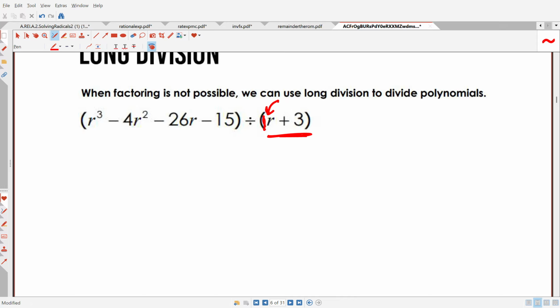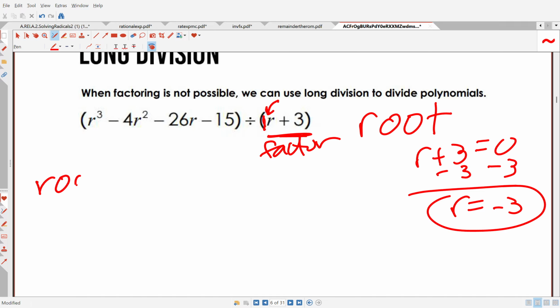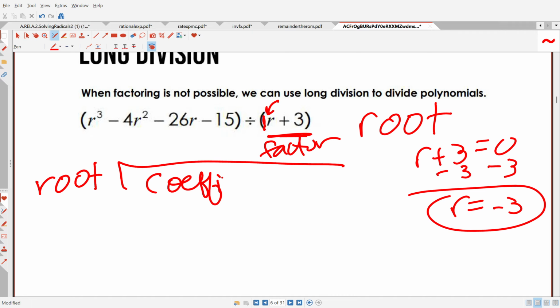Can you repeat that? What's the root if the factor is r plus 3? The root, you set equals 0 and get the number. So if you set this equal to 0, and you solve for r, that will be the root, the answer. So what's the root? r equals negative 3. Yeah, you use the opposite sign. If they give you the factor, you use the root with synthetic division. It's the root, and then you plug in the coefficients of the original problem.